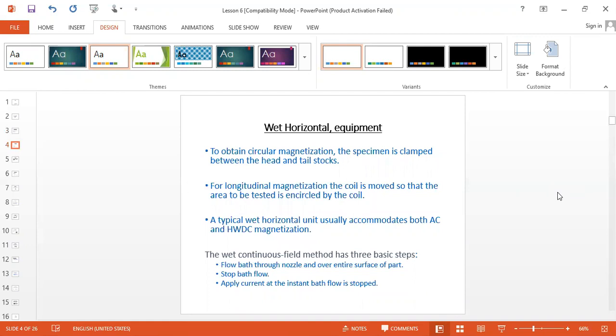The wet continuous field method has three basic steps. First, we flow the bath through the nozzle and over the entire surface of the part. Then we apply the current. Then we stop the bath, and then we turn off the current. But one thing always please remember: wet continuous method means while we are applying current, the bath should be there on the surface in wet condition in case of wet method.